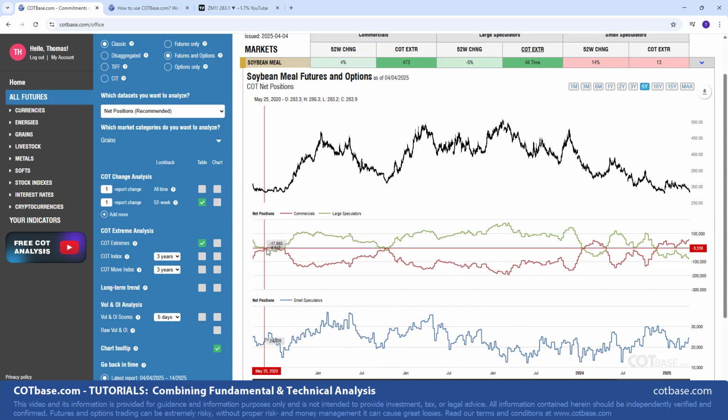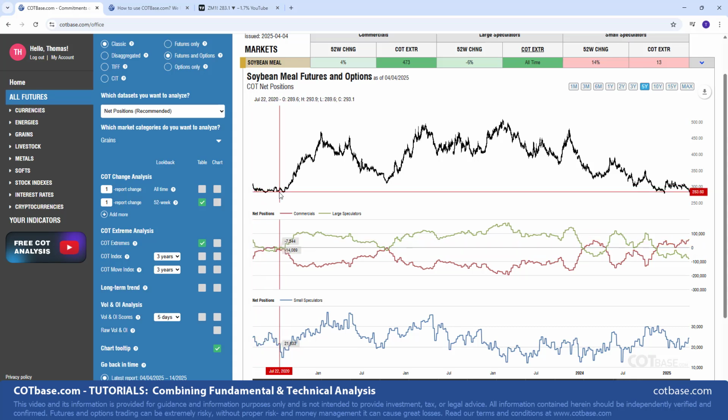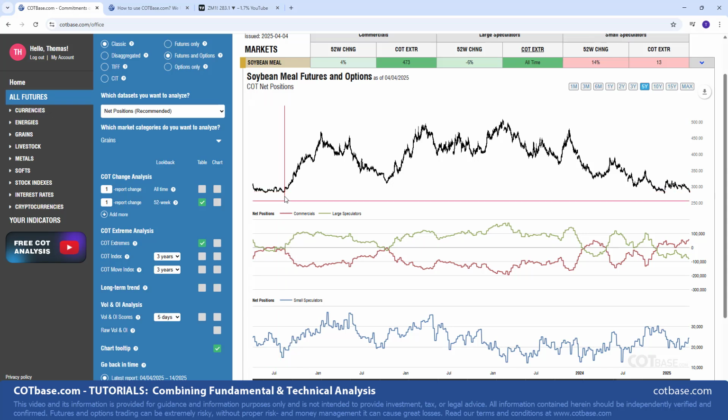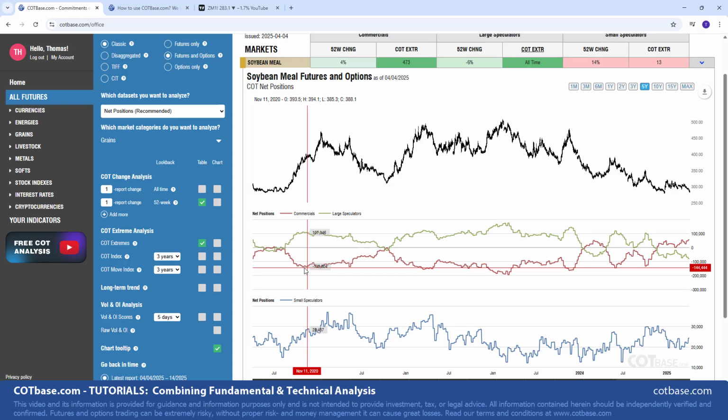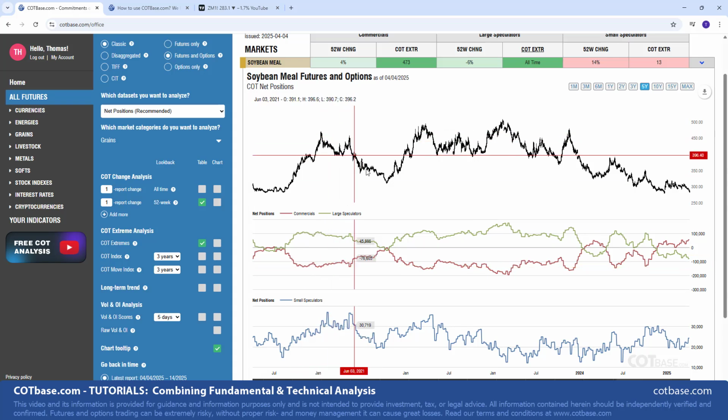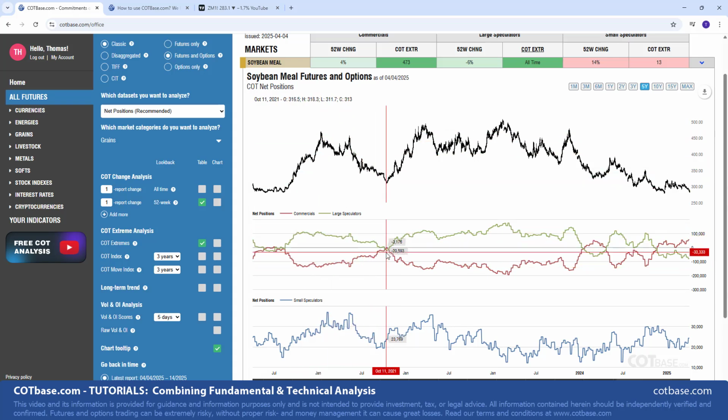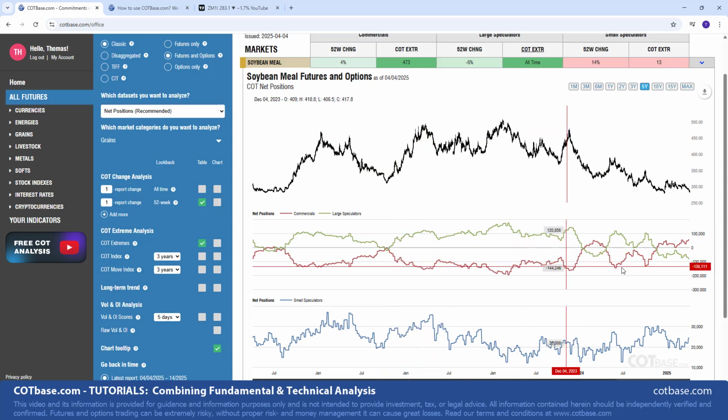You can see we have a bullish COT extreme over here, just coinciding at the bottom of this chart. Then once the market moves up, we get a bearish COT extreme territory. The market starts to come down. We get a bullish COT extreme. The market goes up. We get a bearish COT extreme, and this goes on and on.